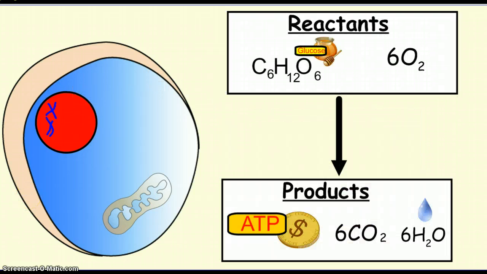Just to summarize aerobic respiration, we have 2 reactants, glucose and oxygen. The chemical reaction takes place, giving us three products: ATP, our energy currency, carbon dioxide gas, 6 molecules of carbon dioxide, and 6 molecules of water. And again, if you look to those individual elements, hopefully you're seeing that those oxygen, carbon, and hydrogen atoms are also present in the products. They have just been rearranged.